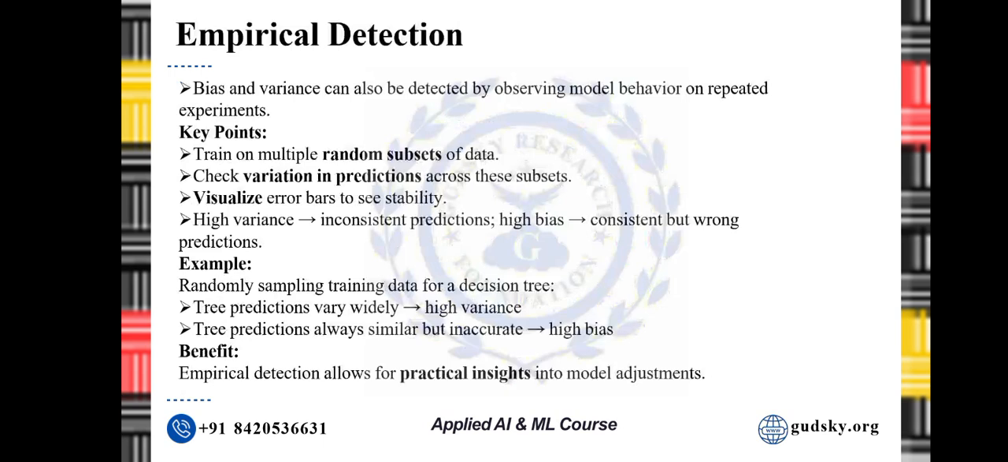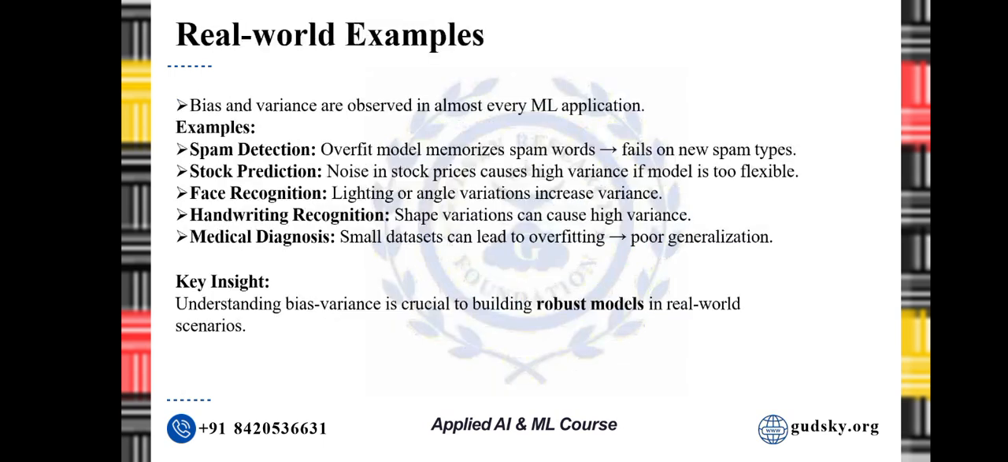Example, let's say we are using a decision tree for classification. If small changes in the training data cause the tree to look completely different, it's suffering from high variance. If the tree structures look almost the same every time but it performs poorly, it's high bias. So empirical detection helps you adjust your model practically, not just theoretically.